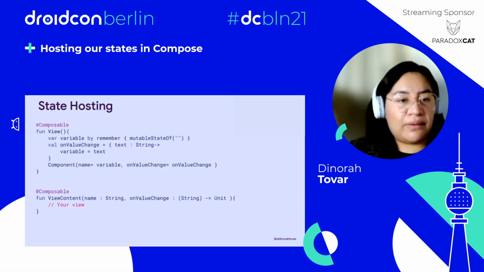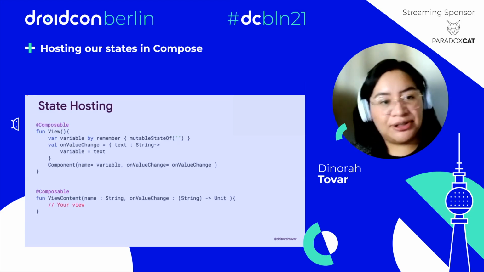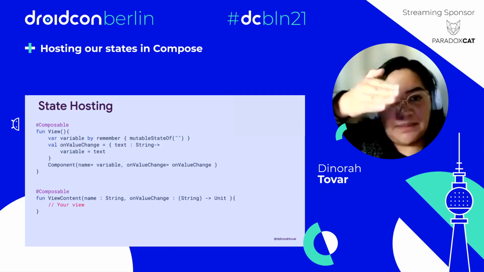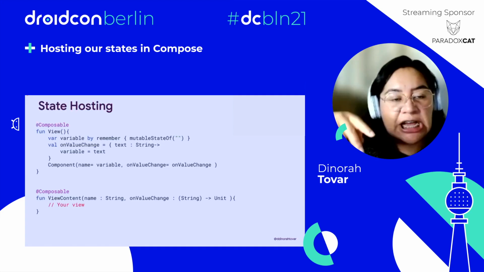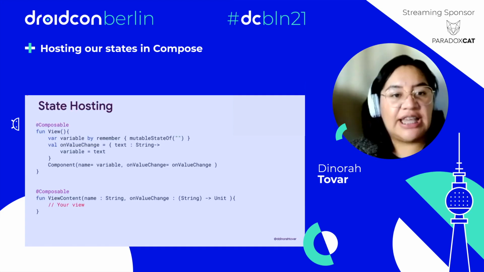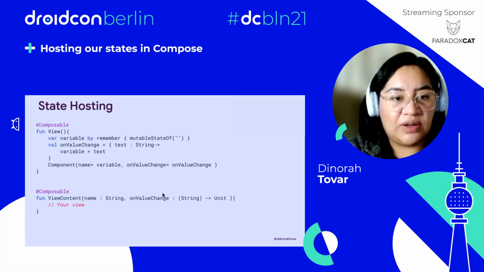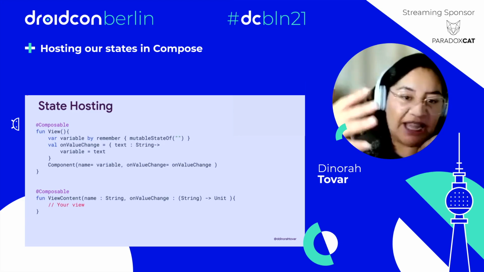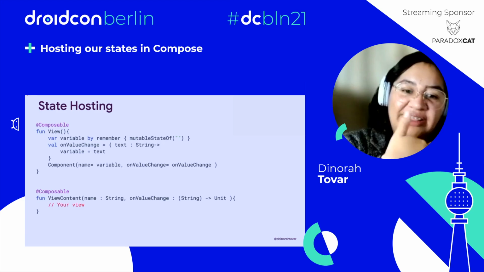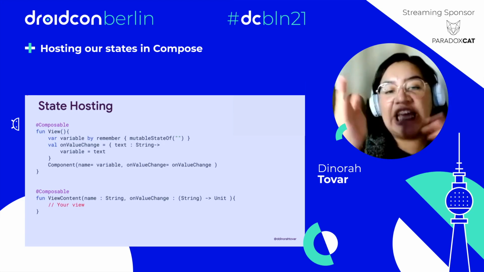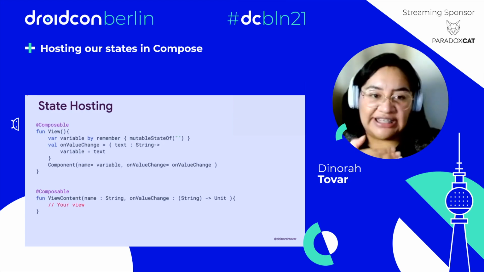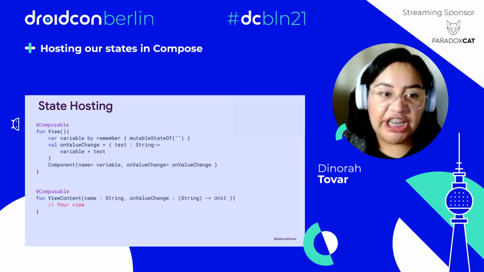So what does it look like in the code? We are actually going to have two functions. We are going to have a view function that is going to have the variable that is remembered. And this function will have two values: the actual value, called name in this function, and an onValueChange. The onValueChange could be a lambda, could be anything that propagates a value change. And inside this lambda, we are making sure to update the value as the value changes.